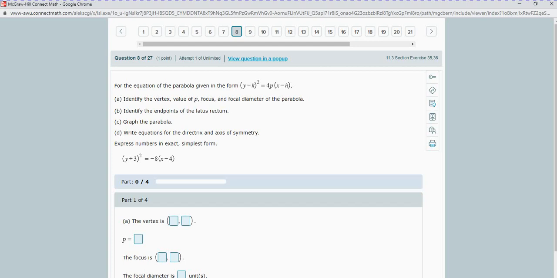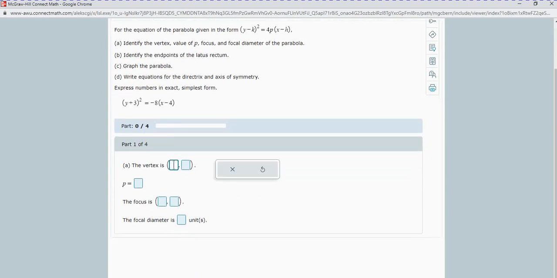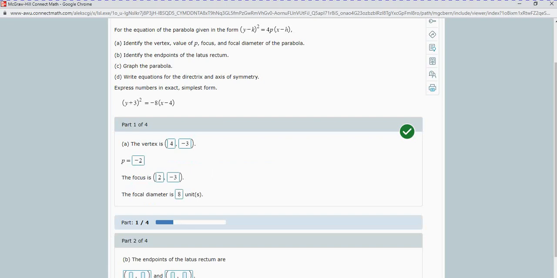Okay, so first off, we're looking for our vertex. Now we determined that our vertex was 4, -3, so let's type that in. Now don't check it yet, we need to fill in everything for this step. We also determined that p was -2. We determined that our focus was 2, -3. And then we determined that the focal diameter was 8 units. Now we can check it. Okay, all of that is correct, so we know we're operating off of correct assumptions when we were graphing.